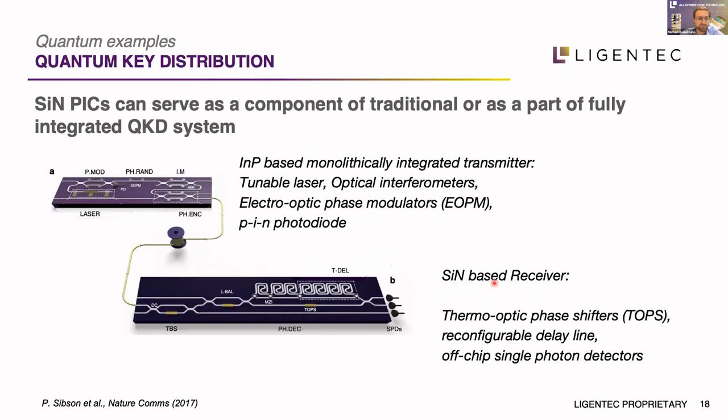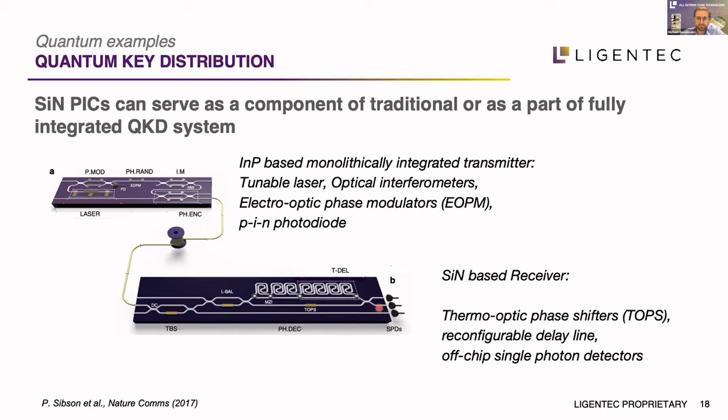You can also use photonic integration for quantum key distribution, and in this paper it was shown from an indium phosphide platform. So this is a different platform where you can build lasers and modulators. You couple that to a silicon nitride receiver, where you have integrated your phase shifters and delay lines and detectors to do a QKD system on an integrated photonic chip.